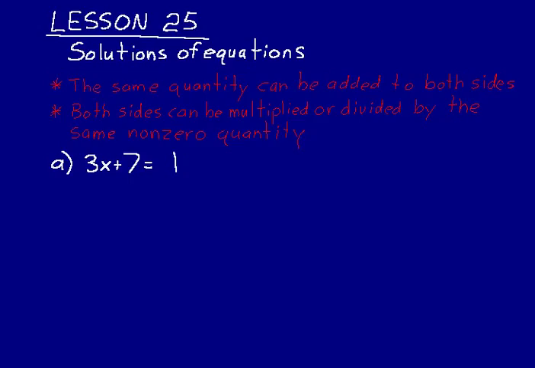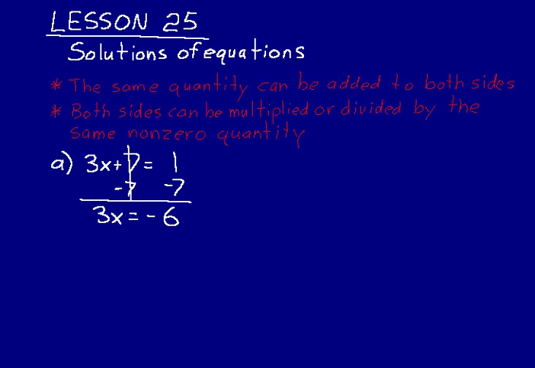The addition rule, like if we did that first on this practice problem A, we would want to get rid of that positive 7 because that's added on the left side. So to get rid of it, we would have to do an addition type of operation. So let's add a negative 7 to both sides, and then that will cancel the 7's on the left, and we'll have 3x is equal to negative 6.